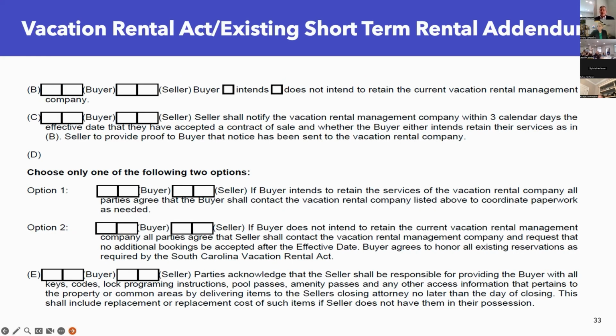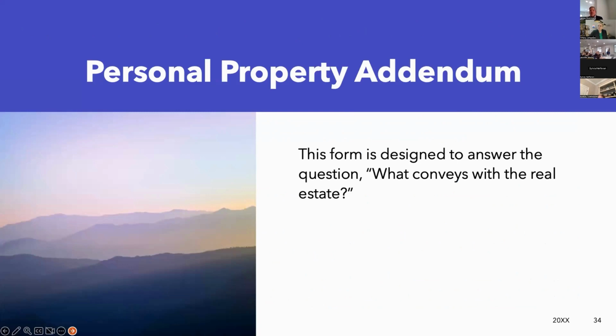And interestingly enough, the very last thing here, seller shall be responsible for providing the buyer with all codes, keys, fobs, remotes, all of the access information that is needed, or replacement cost if they don't actually have them. That's crazy, right? Move ahead. The personal property addendum. Yep, no problem.